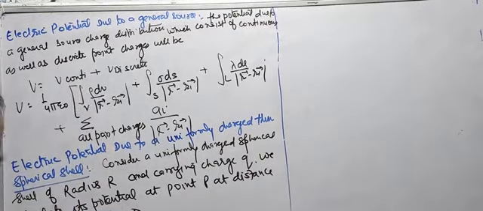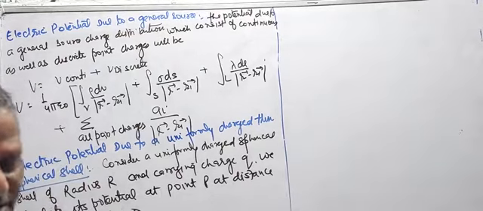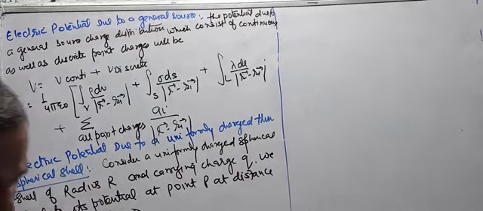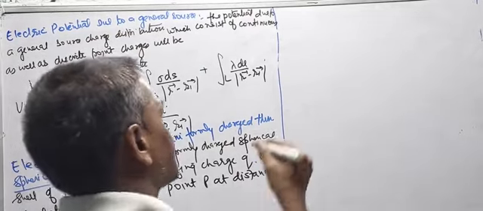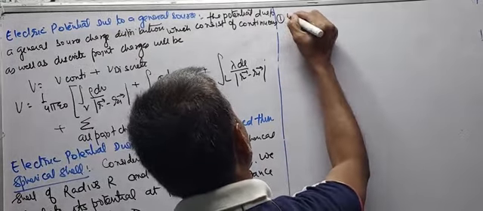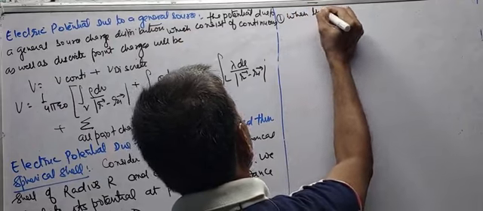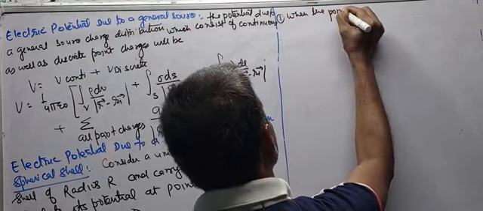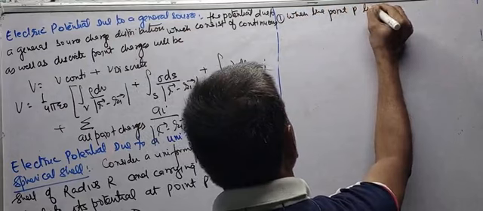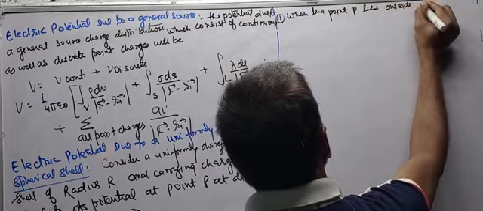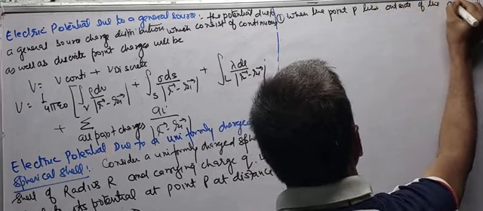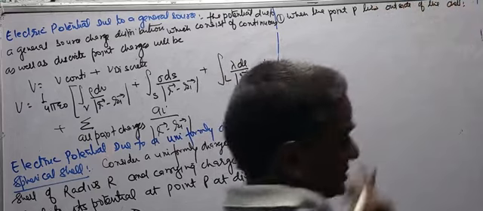There are three situations for calculating the potential. Number first, when the point P lies outside of the shell.